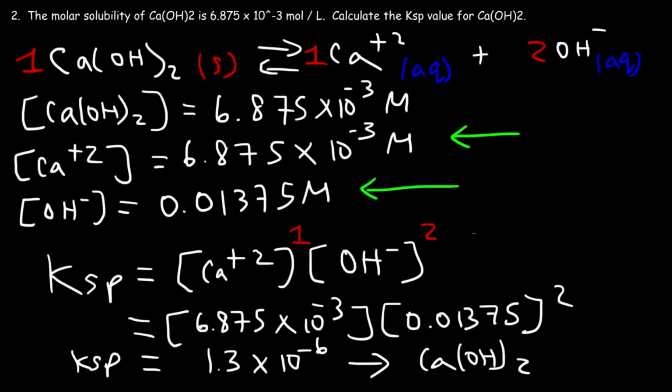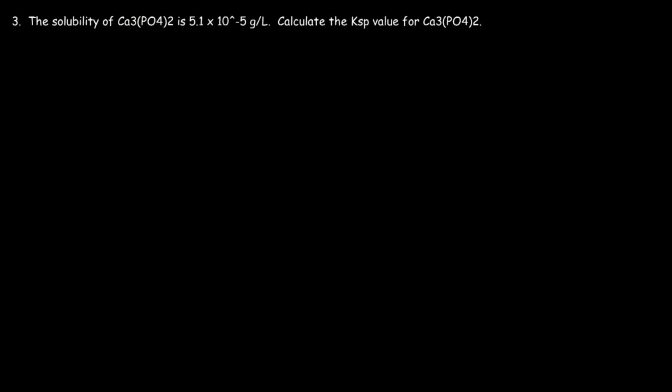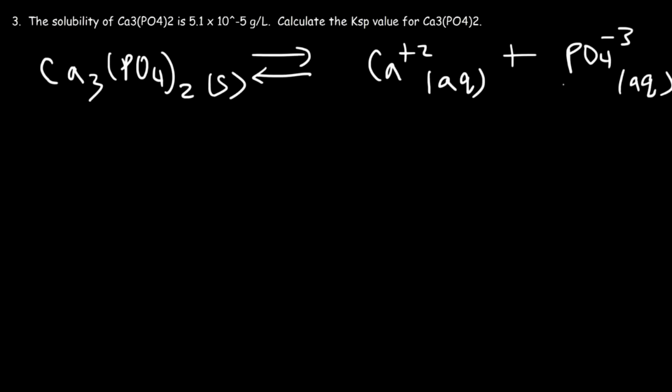So now you know how to calculate the Ksp value given the molar solubility. Number 3, the solubility of calcium phosphate is 5.1 times 10 to the negative 5 grams per liter. Calculate the Ksp value for calcium phosphate. So like before, let's start out with a reaction. So we have solid calcium phosphate, and it's going to ionize into the calcium 2+ ion, which is in the aqueous phase, and also the phosphate ion. Now we need to balance the reaction.